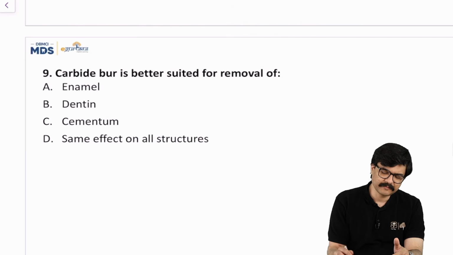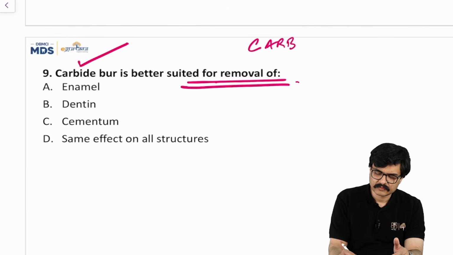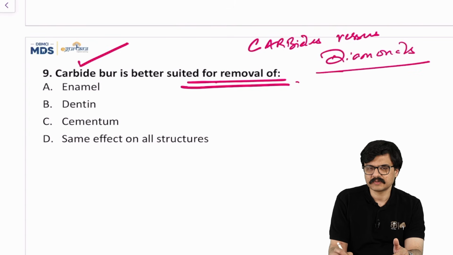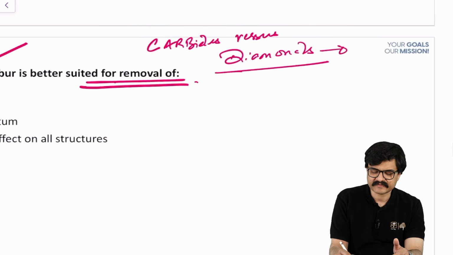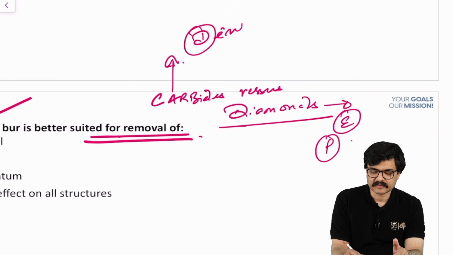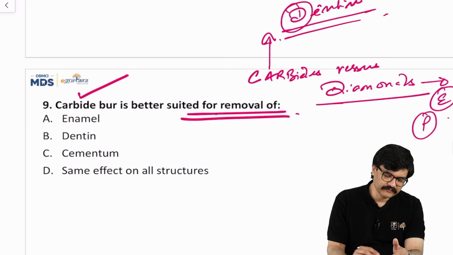Next question is carbide burr is better suited for removal of. So he's basically talking about that, you have carbides versus diamonds, right? So diamonds are good for cutting brittle materials, brittle substrates, that is enamel, like porcelain or ceramic, and carbides are better suited to cut ductile substrates like dentine, okay? Like dentine. Yes, like dentine. So answer is dentine here.